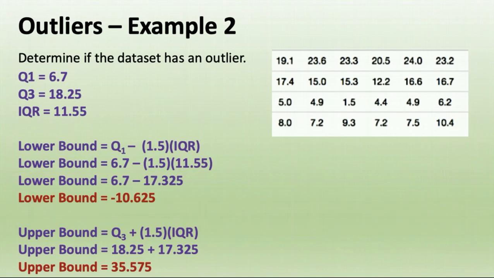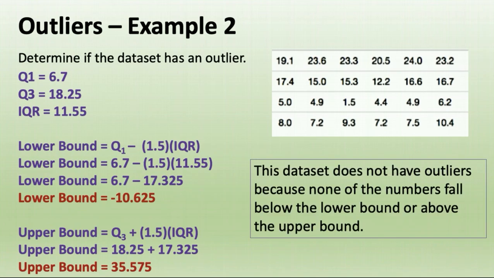Now I look at my data values and I determine, do any of the numbers fall below the lower bound? And none of the numbers do, because all of these numbers are positive. Then I determine, do any of the numbers fall above the upper bound? None of the numbers do, because my highest value is 24. So that means there's no outliers. This data set does not have outliers because none of the numbers fall below the lower bound or above the upper bound.